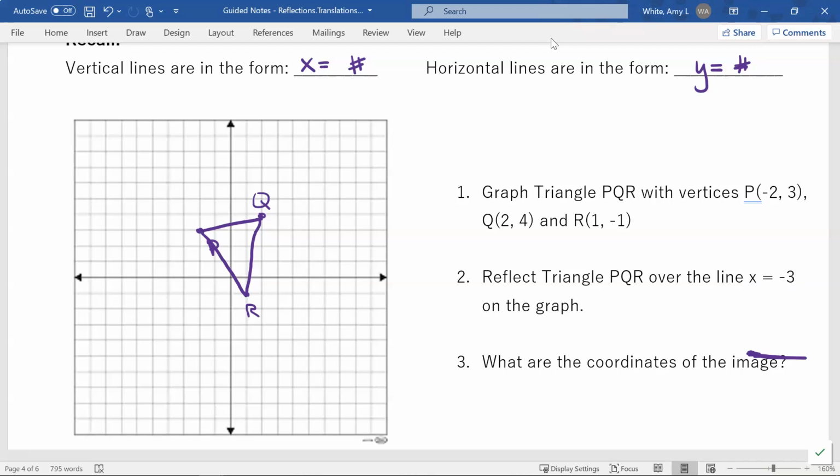So the first thing that I notice is it's an x equals. So x equals tells me it will be a vertical line. So I'm going to go to -3 on my graph, and I'm going to draw a vertical line up. I would suggest that you use a ruler for something like this, and then I'm going to draw my vertical line down. So this is my line, x equals -3.